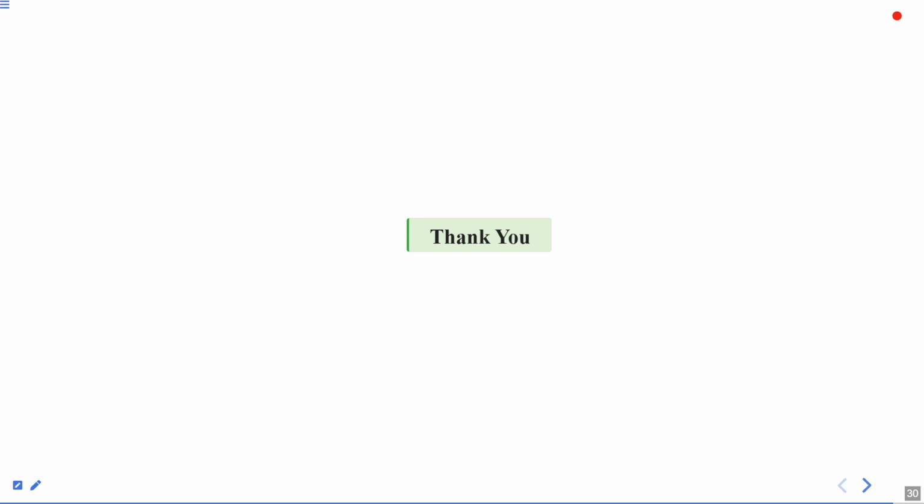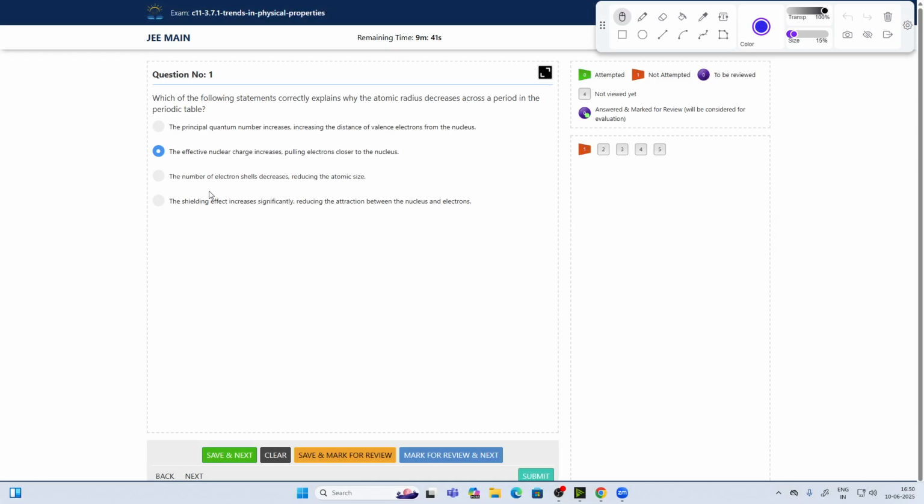Now we'll do a quick analysis of the mock test. Now we'll see the DPP. This is the first question of the DPP. Which of the following statements correctly explains why the atomic radius decreases across a period in the periodic table? Four options are given here. What is the reason that atomic radii decrease across a period?